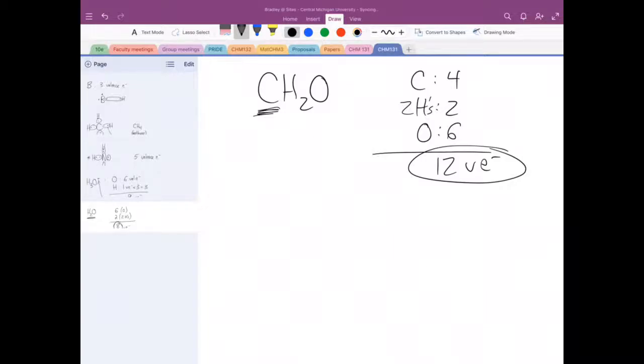So carbon is the middle. So let's put 2 hydrogens and then an oxygen. So let's just do it like this first. Okay. So we've joined an oxygen, 2 hydrogens. So we've now placed 1, 2, 3, 4, 5, 6.